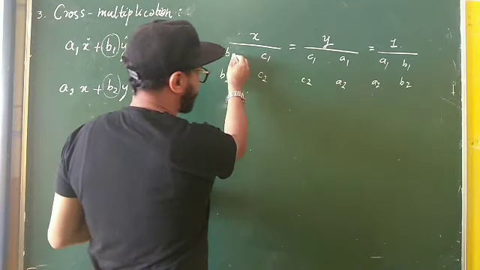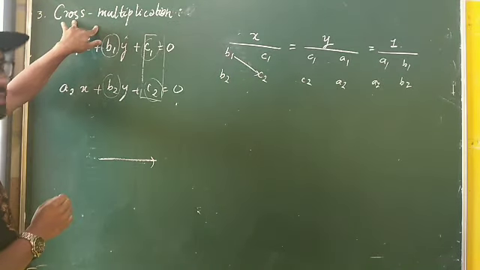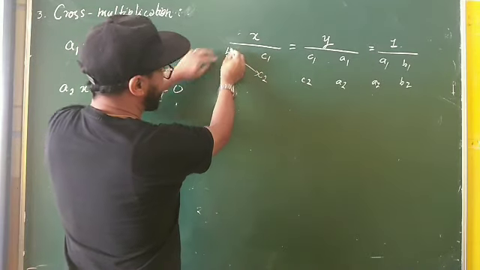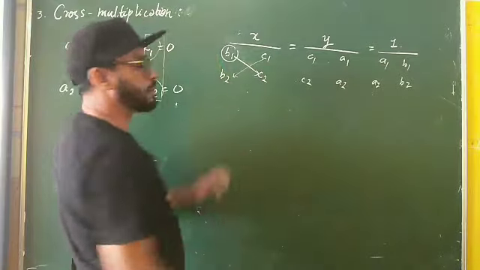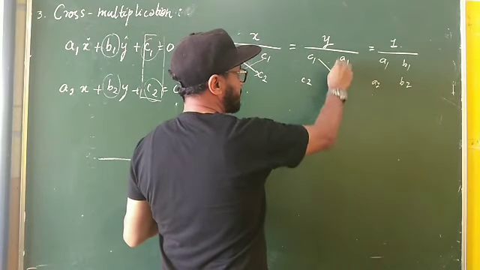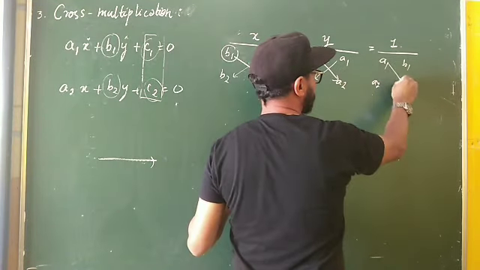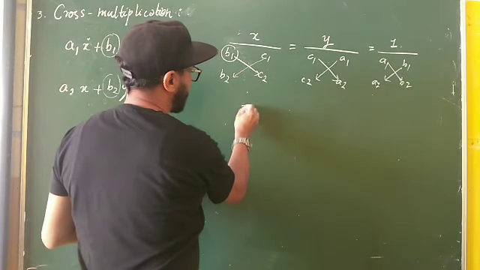Now what we do is we cross multiply. That is what it means, cross multiplication. We cross multiply first into last, then second into third. First into last, second into third. First into last, second into third. So this will be your x.